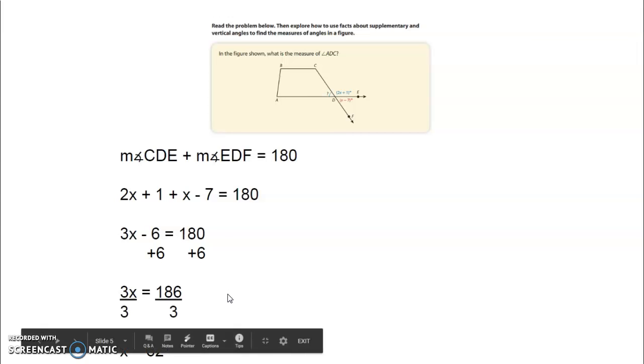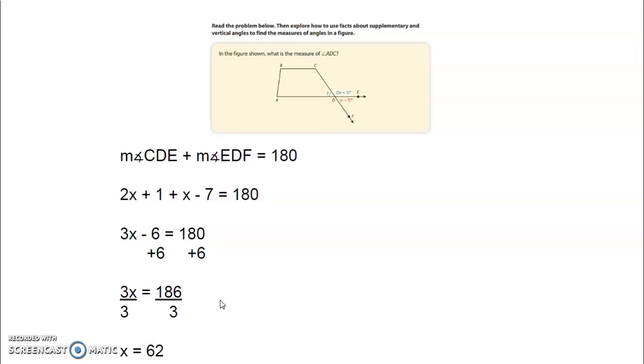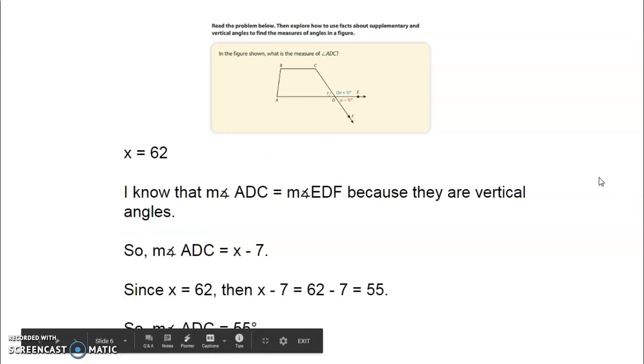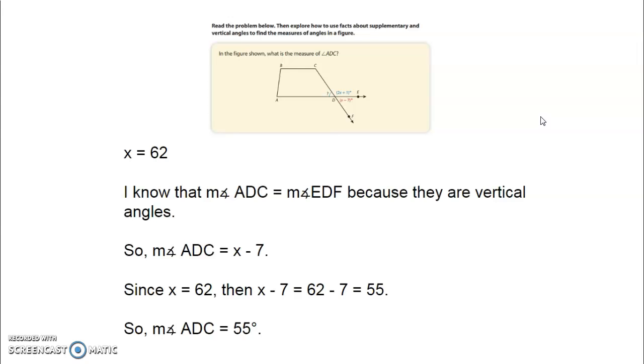All right, then the last step down here is 3x is a multiplication problem. So I want to divide. So I'm dividing both sides by 3, which leaves me with x equals 62. All right, so we're done, right? Right? A lot of people, when they start doing algebra or applying algebra, they stop as soon as they know what the variable is. But as we know, that was not the question.